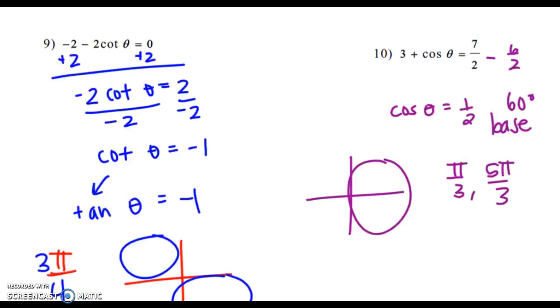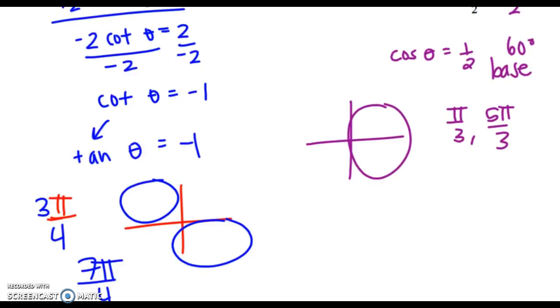Number 10, take away 3 from each side. Cosine is equal to 1/2. Cosine is your base. This is a 60-degree reference angle. Cosine is positive in the 1st and the 4th. Pi over 3, 5 pi over 3.